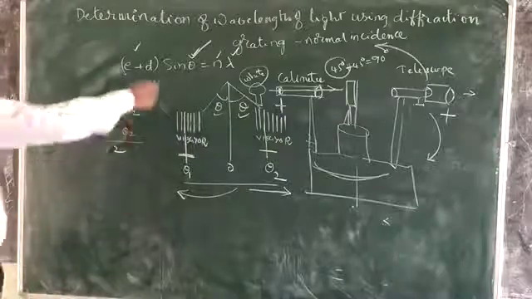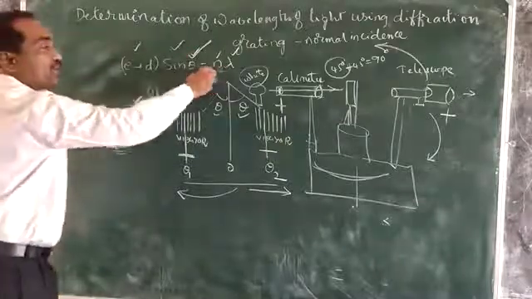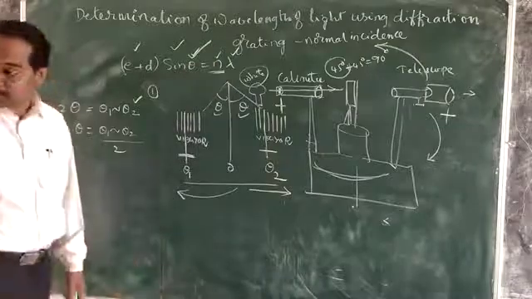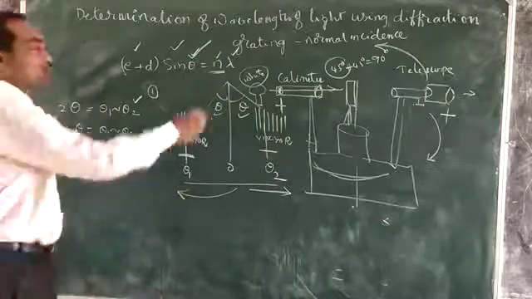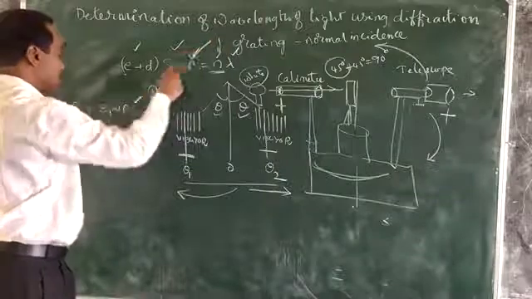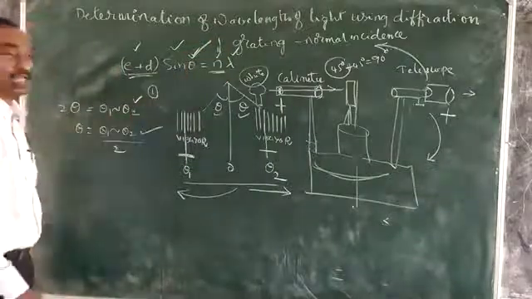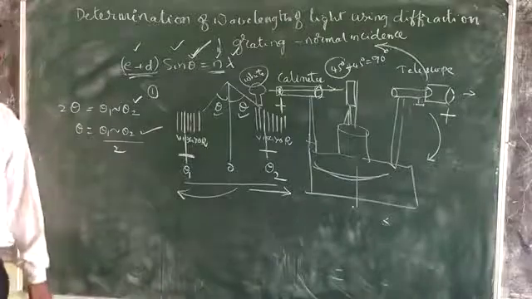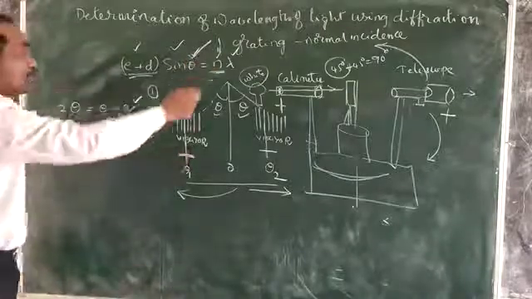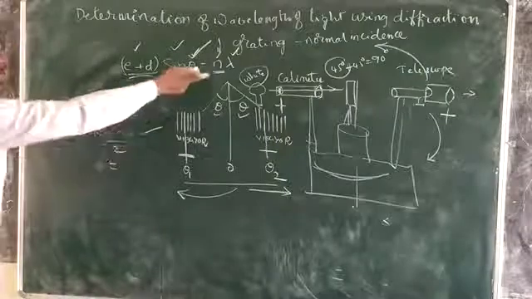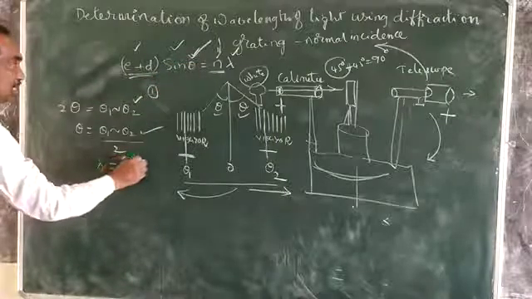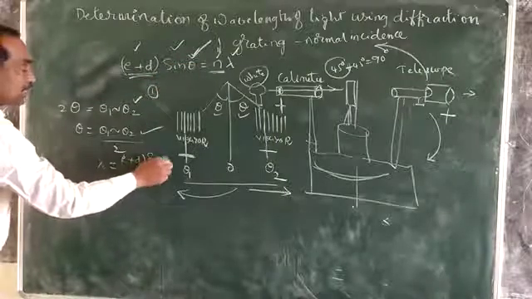When we substitute into this equation, we are taking the first order spectrum, n is equal to 1. Theta is the calculated value. Already we have to calculate the grating element. Then we can determine the wavelength of light using this formula: lambda is equal to (e plus d) sin theta by n.